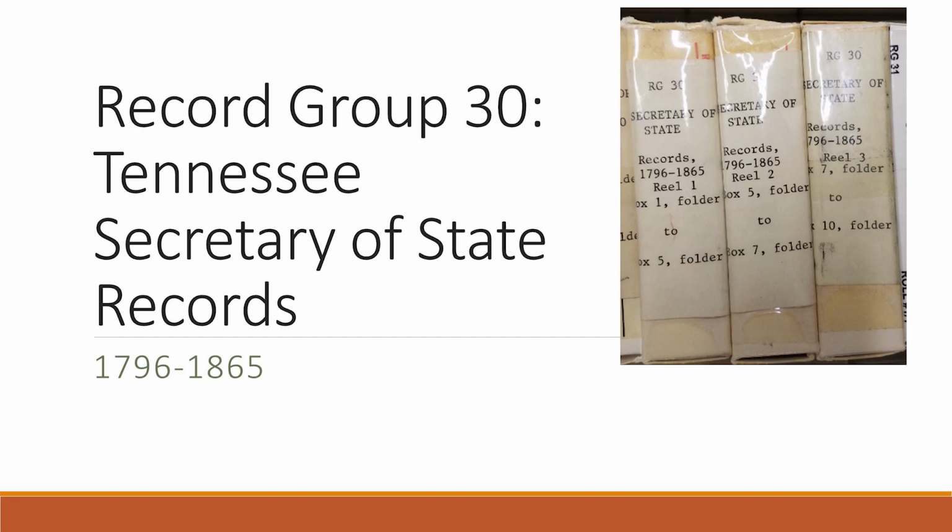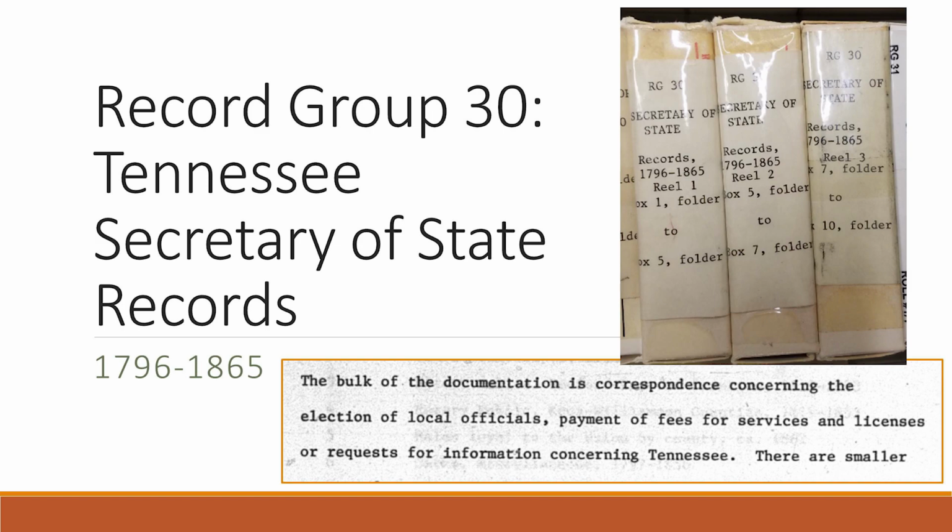I found this record group when looking for election-related stuff because the finding aid is on the TSLA website in a searchable format. So when I searched for the word election on the TSLA search engine, the finding aid for this record group came up. So it has something to do with elections. The finding aid tells us that most of this record group is correspondence concerning election of local officials, fees and licenses, or requests about Tennessee. So only a little piece of it is election related, but it's in there. And I found it because of the search engine on the TSLA website.